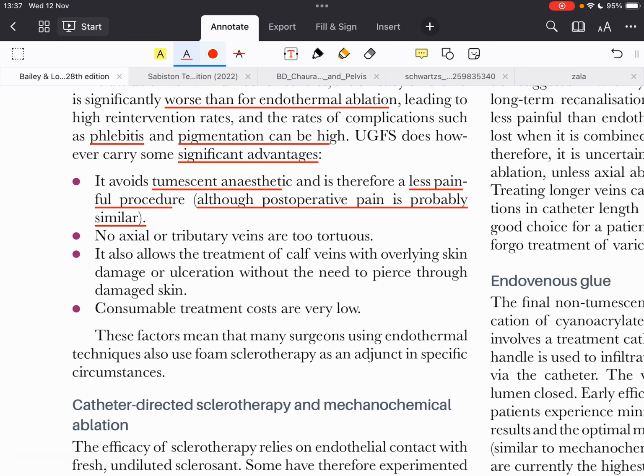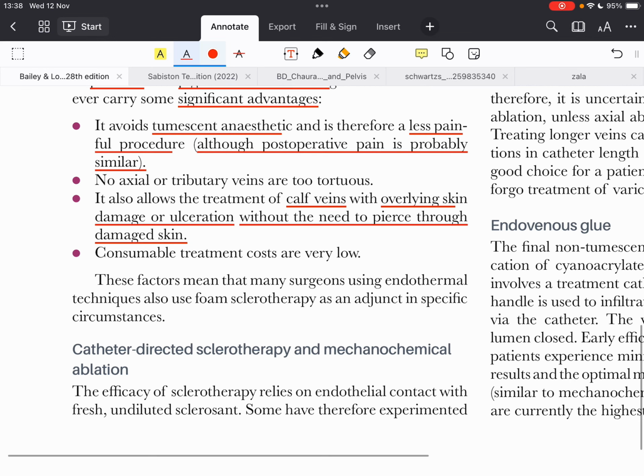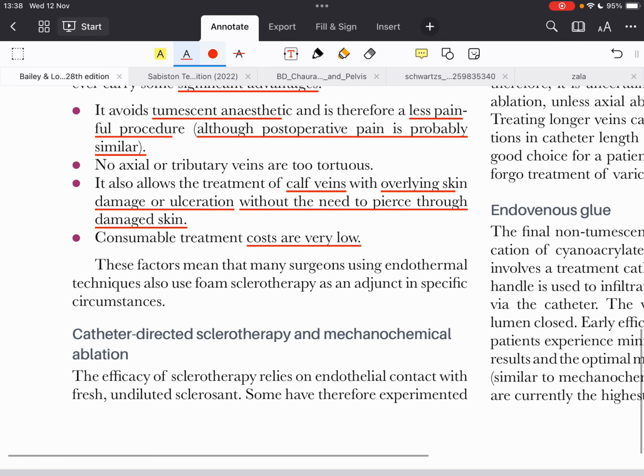No axial or tributary veins are too tortuous. It also allows the treatment of calf veins with overlying skin damage or ulceration without the need to pierce through damaged skin. Consumable treatment costs are very low. These factors mean that many surgeons using endothermal techniques also use foam sclerotherapy as an adjunct in specific circumstances.